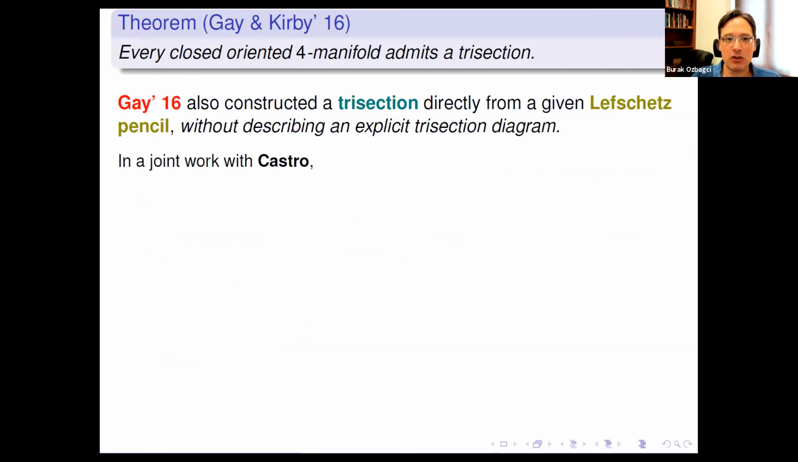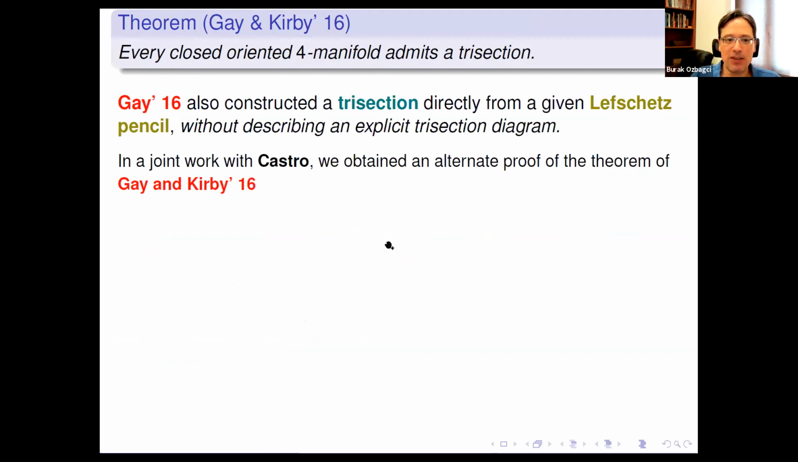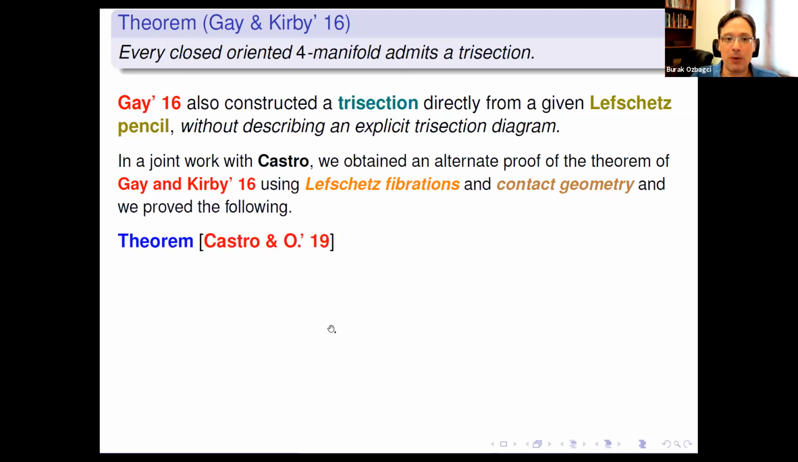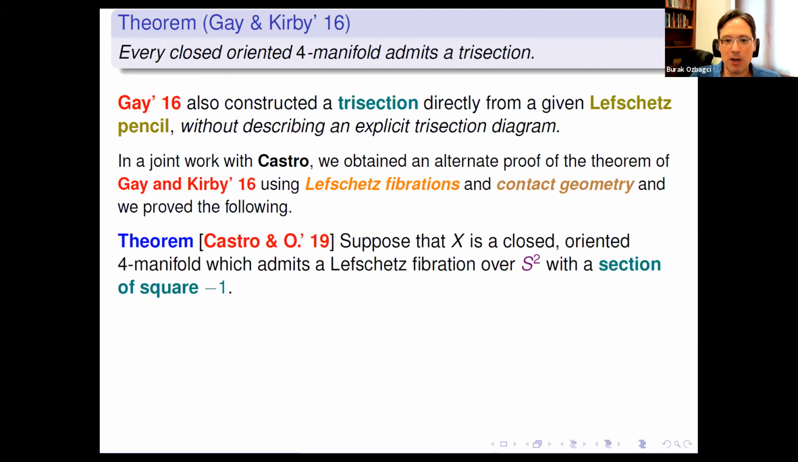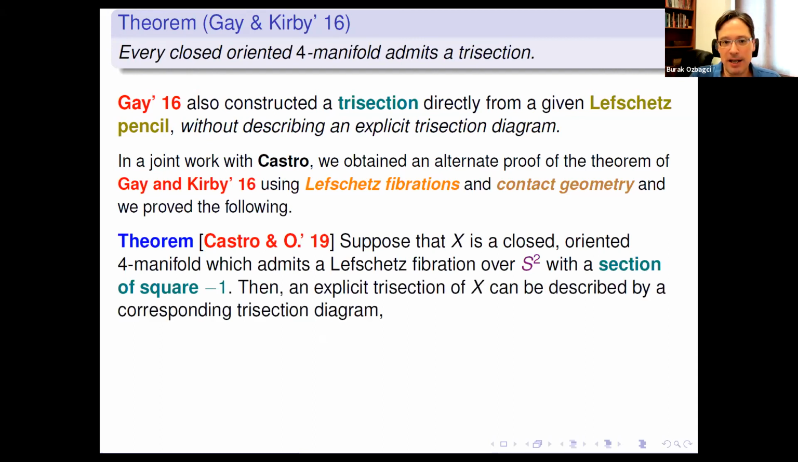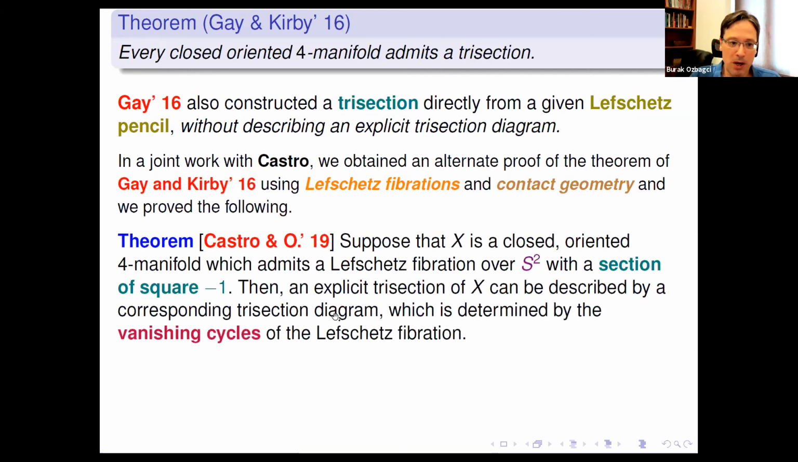In joint work with Nick Castro, we obtained an alternate proof of the theorem of Gay and Kirby using Lefschetz fibrations and contact geometry, which is in the spirit of what I was talking about today. And we proved the following. Suppose that X is a closed oriented 4-manifold which admits a Lefschetz fibration over the sphere with a section of square -1. For example, if it comes from a Lefschetz pencil, then it will satisfy this condition. Then an explicit trisection of X can be described by a corresponding trisection diagram, which is determined by the vanishing cycles of the Lefschetz fibration.